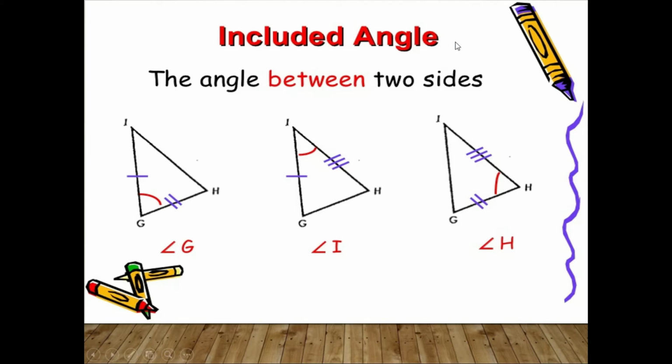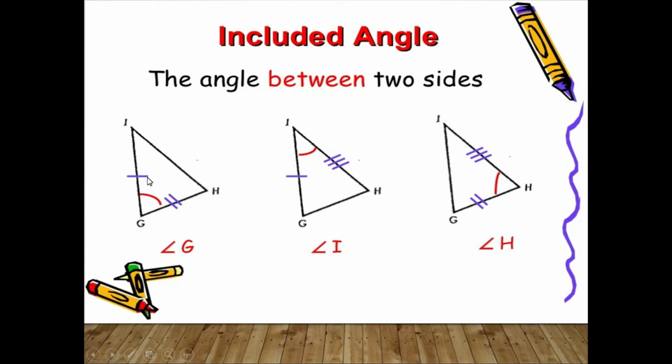Now, before we proceed to the second postulate, which is the SAS, let us define first what is the included angle. When we say included angle, it is an angle between two sides. I have here three examples. So, we have triangle IGH for the first example. So, alin dito yung tinatawag na included angle?